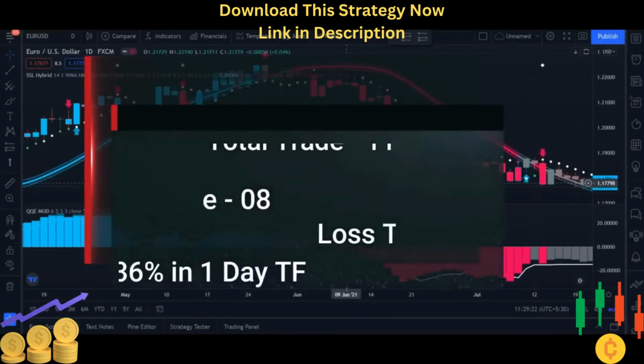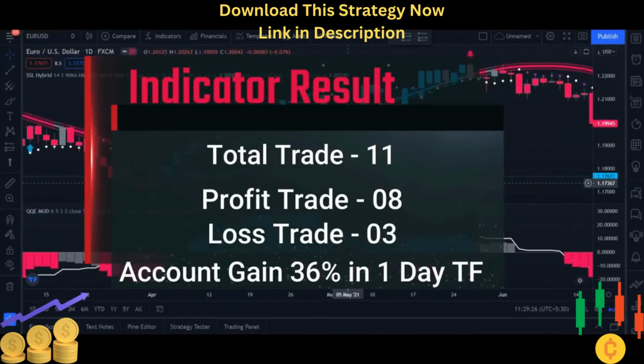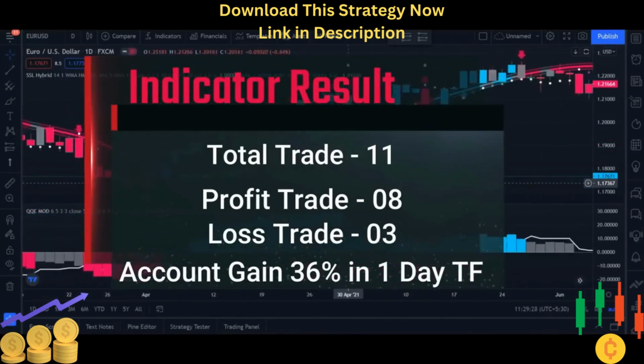You can check the result of the indicator now. We have made 11 trades out of which 8 trades have profits. You can use this indicator at any time frame.